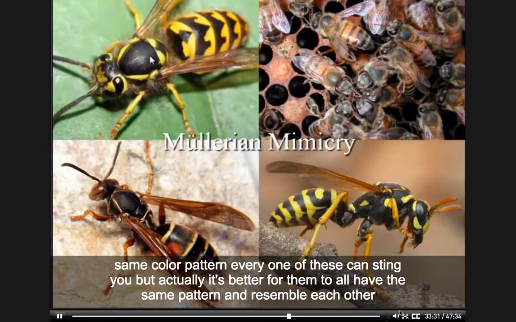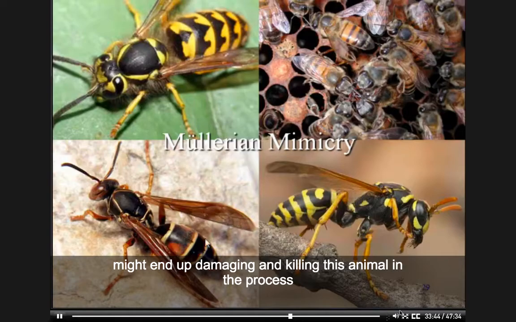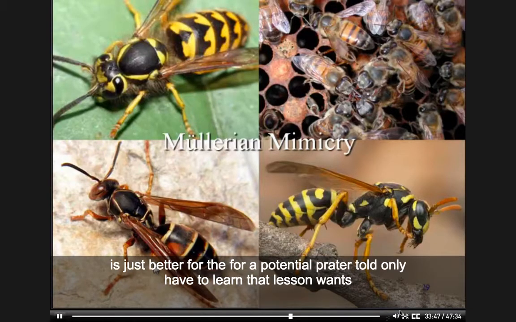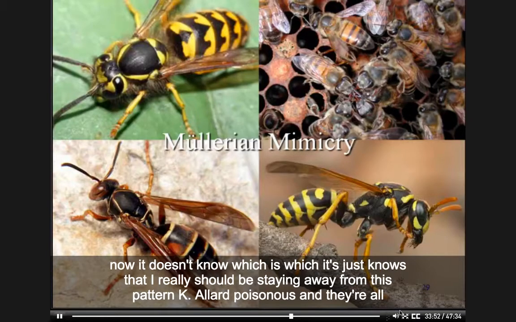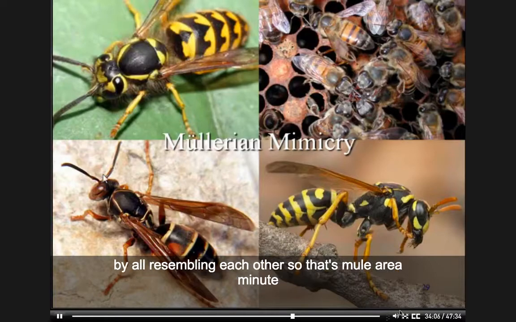But actually, it's better for them to all have this same pattern and resemble each other so that there are fewer mistakes. I mean, you think about it, an animal that tries to eat this guy over here is going to get a mouthful of stinger, but he might end up damaging and killing this animal in the process. It's just better for a potential predator to only have to learn that lesson once. Now, it doesn't know which is which. It just knows that I really should be staying away from this pattern. Okay, all are poisonous, and they're all basically enhancing that predator response in their potential predators by all resembling each other. So that's Mullerian mimicry.